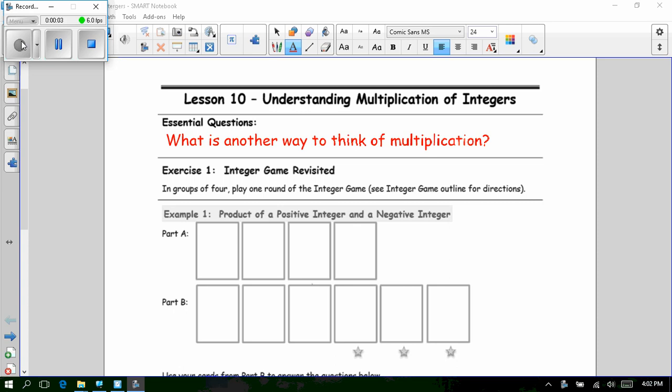Hello again, it's Mrs. Hoekstra working on Module 2, Lesson 10 on page 63. Lesson 10 says Understanding Multiplication of Integers.